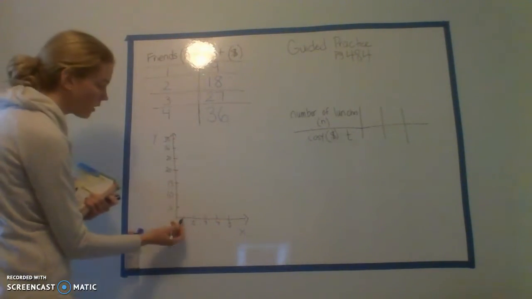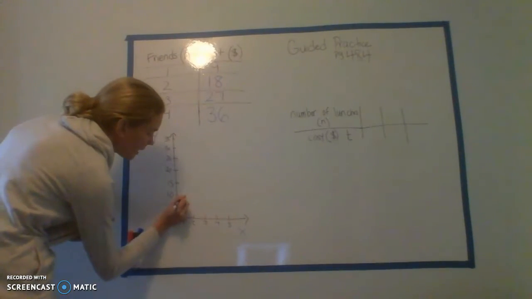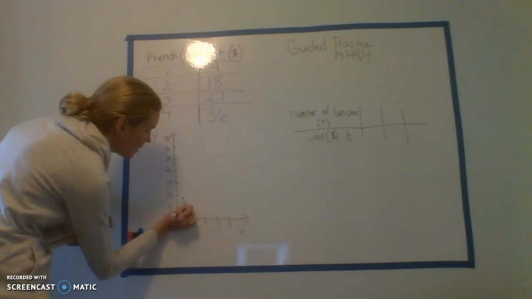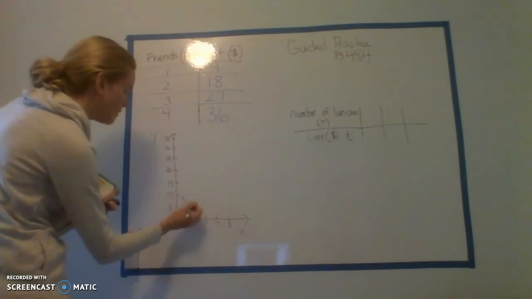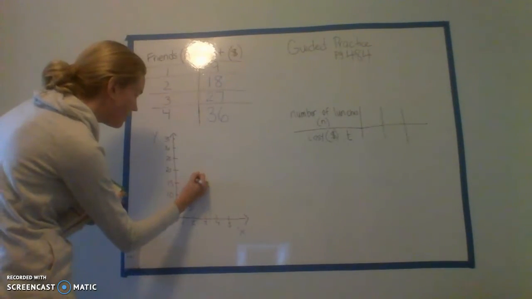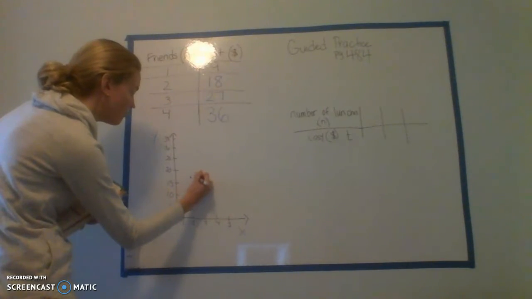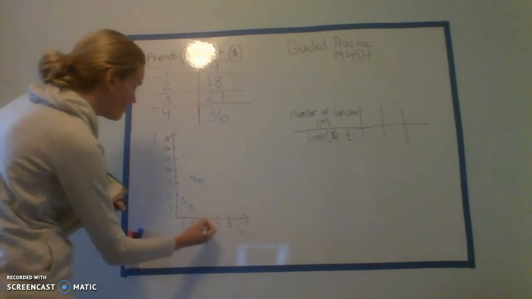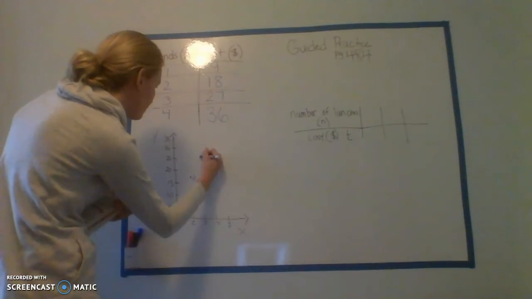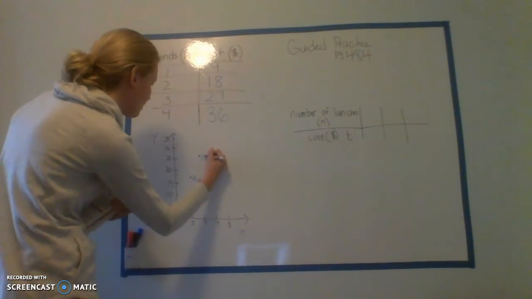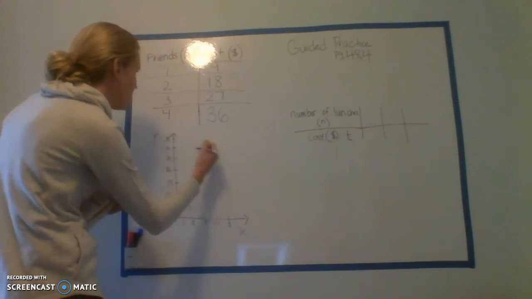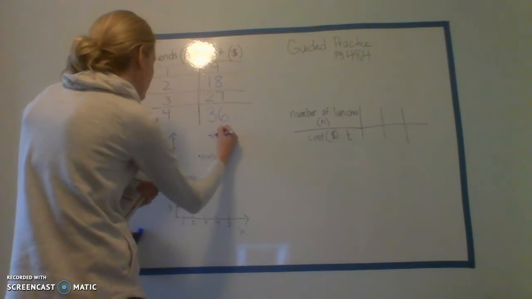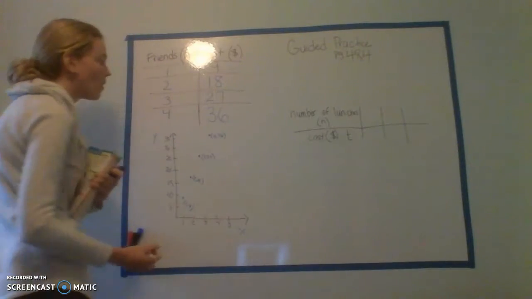For (1, 9), you're going to go over 1 and go up 9, so it's going to be a little bit below the 10. Then I'm going to label it (1, 9). The next one's (2, 18): go over 2, go up to 18, which is almost halfway between 15 and 20. (3, 27): over 3, up to 27, which is 2 above 25. And (4, 36). Do the best that you can, just kind of eyeballing the points.